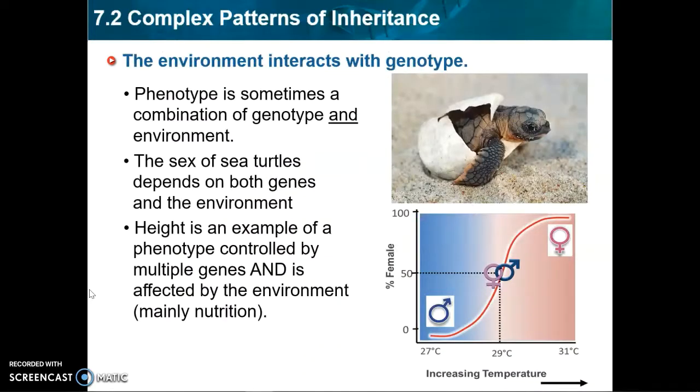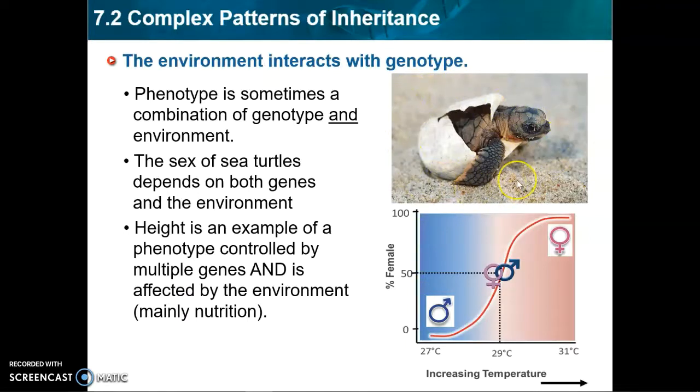Our next example of non-Mendelian inheritance actually has to do with more than just the genetics of the organism, but the impact of the environment on the genotype. So there's a lot of traits that definitely have a genetic basis, but are impacted by how the organism grows and develops in its particular environment. A good example of this would be the sex of sea turtles.